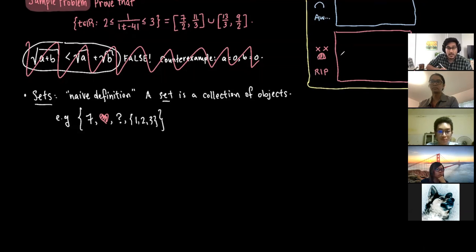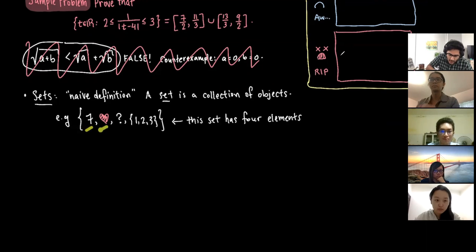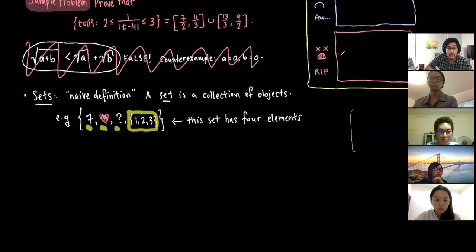Sets are objects too. So this set has 4 elements. You might look at it and say, no, it has 6 elements, right? 7, heart, question mark, 1, 2, and 3. But that's not quite right. It actually has 4 elements: 7, heart, question mark, and this set. Those are the 4 elements of this set, which is confusing, but there's a difference between a subset and an element.